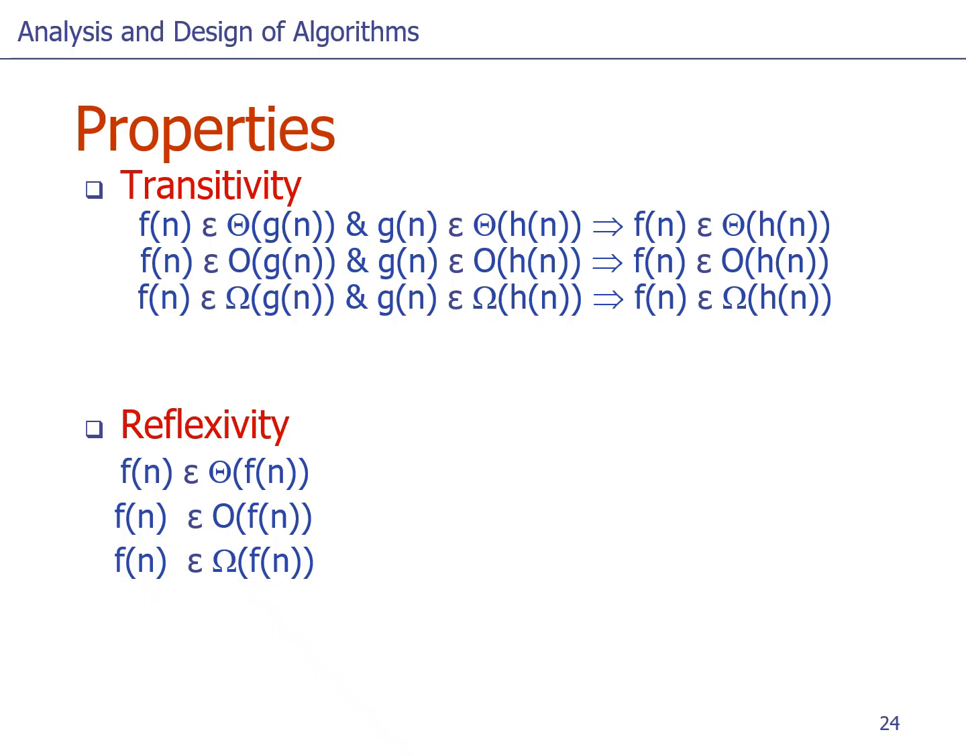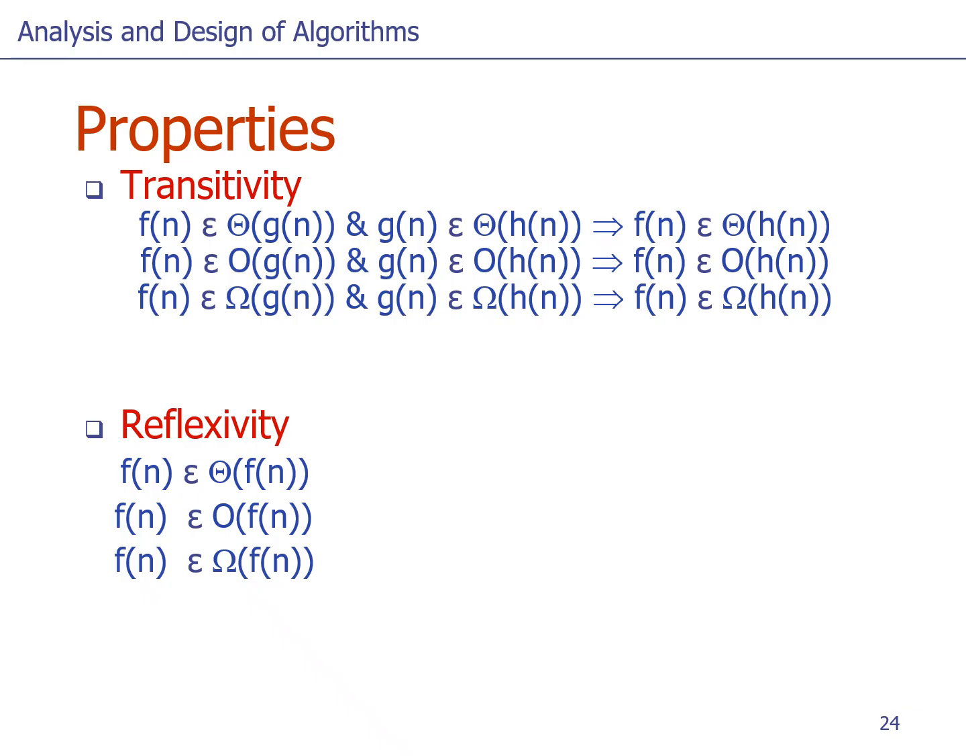So if we have that f of n is in theta of g of n, and g of n is in theta of h of n, that implies that f of n is in theta of h of n. Similarly, and this is what we call the transitivity property, if you recall from the school days. Let's read the second line.